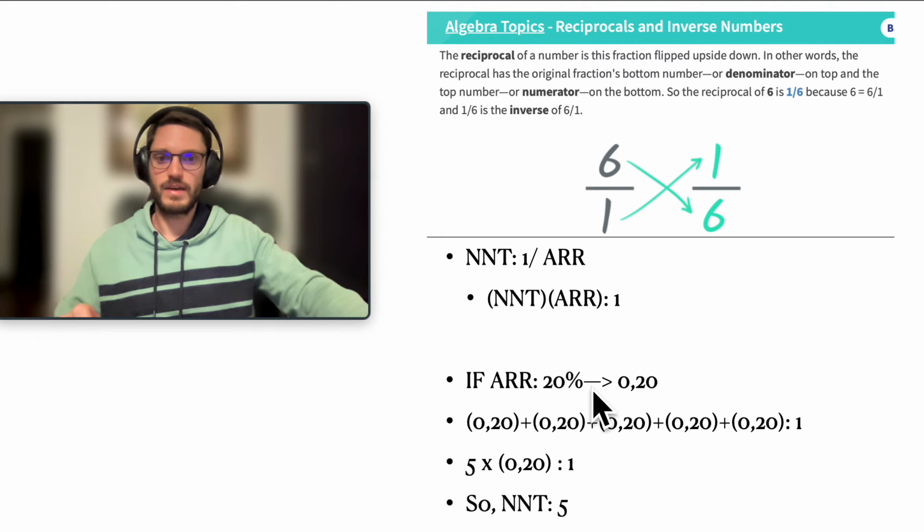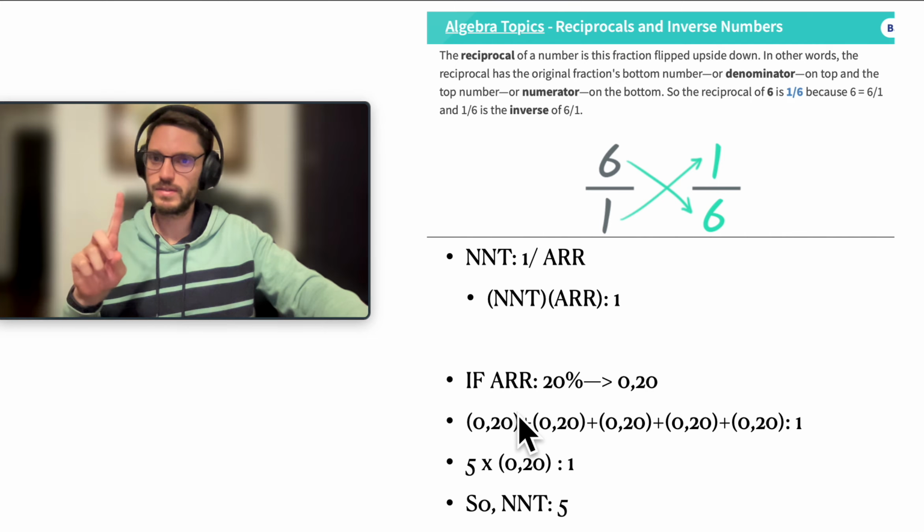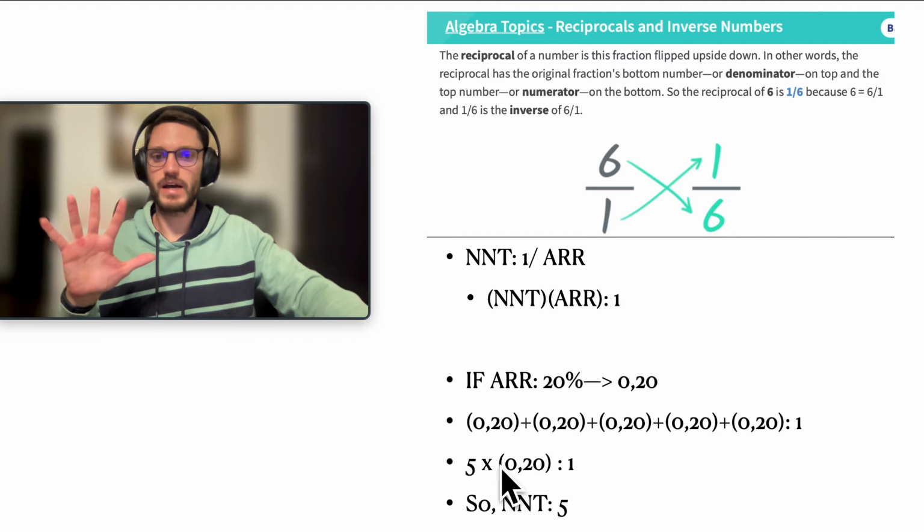So in this case, if the absolute risk reduction is 20% or 0.20, here we have 0.20 once, 0.20 twice is 0.40, thrice 0.60, 4 times 0.80, 5 times is 1. So we can say that 5 times 0.20 equals 1. So 5 is the NNT. But this is just so you understand it.